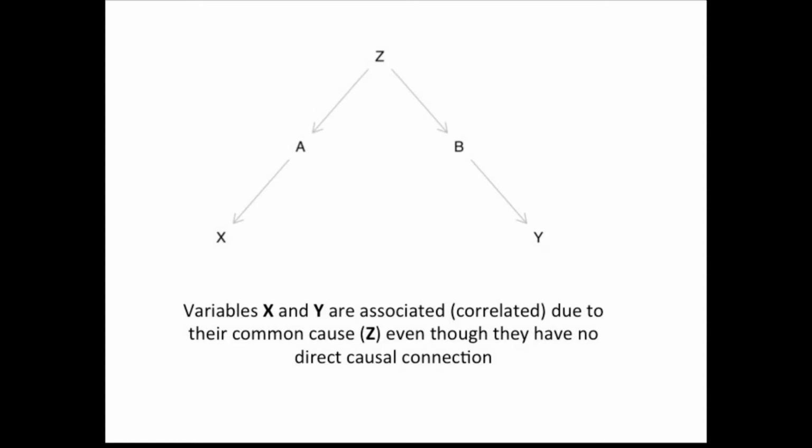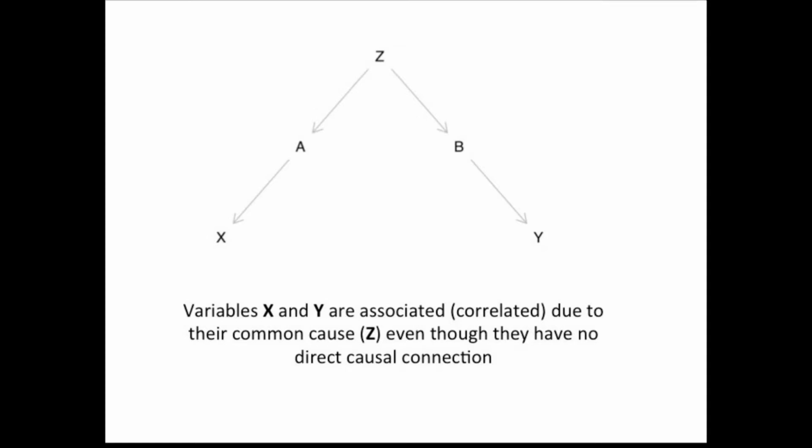Same with Y. Well, guess what? In this diagram, you can see there's no arrow connecting X and Y. What that means is that X doesn't cause Y. Y doesn't cause X. But these two variables will be correlated because they have Z in common.